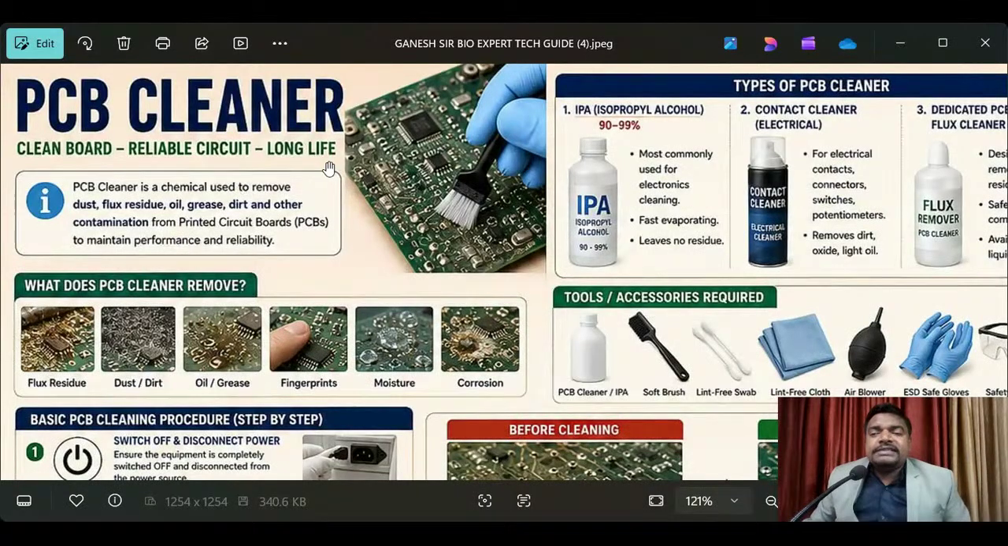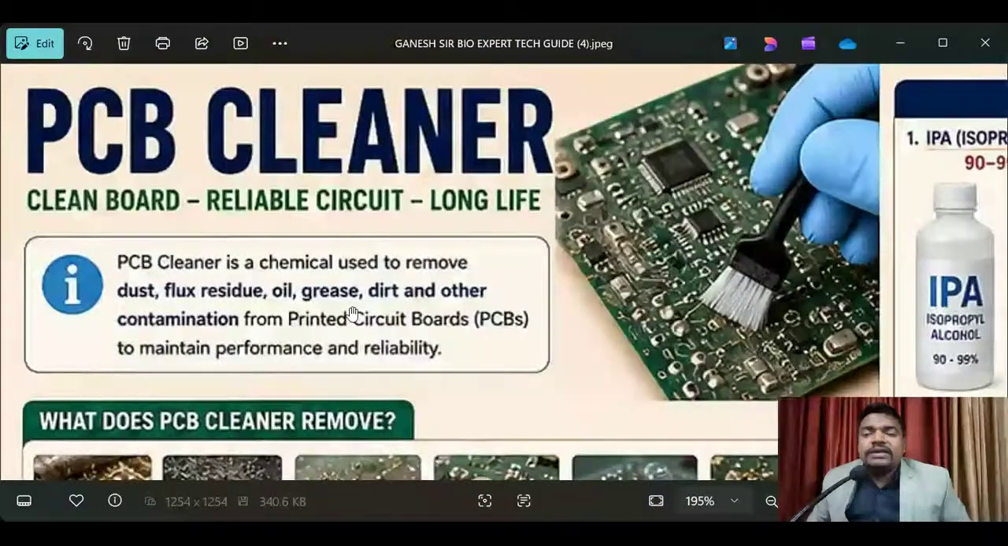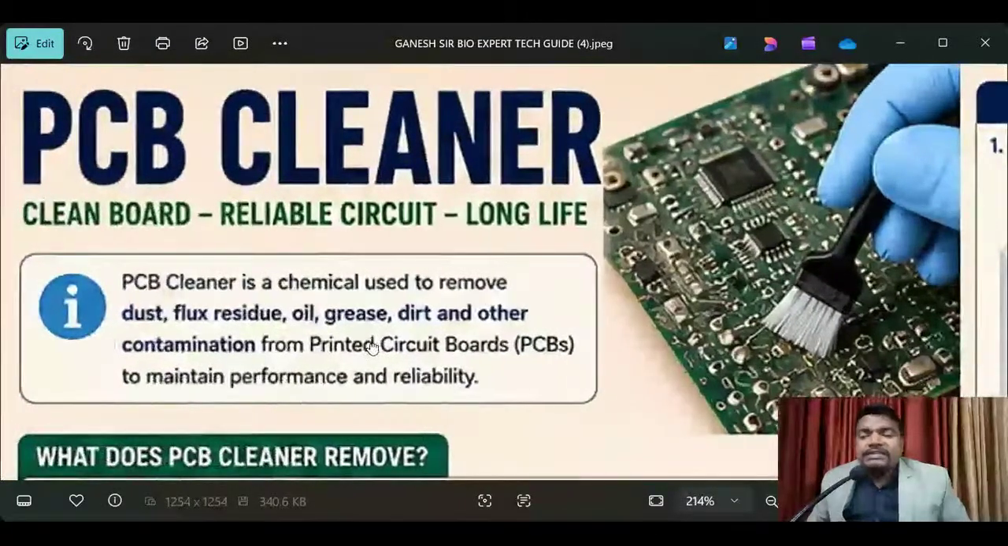Now the PCB cleaner, see here, the PCB purpose. Everything I'm going to show you pin to pin so you can understand, because I cannot bring a PCB and show you. But here, for sample purposes and for your understanding, I'm showing how, what to do and what not to do, the do's and don't's, everything I'm going to explain. Here: PCB cleaner, clean board and reliable circuit long life. I want to show you zoomed in clearly. What is a PCB cleaner?